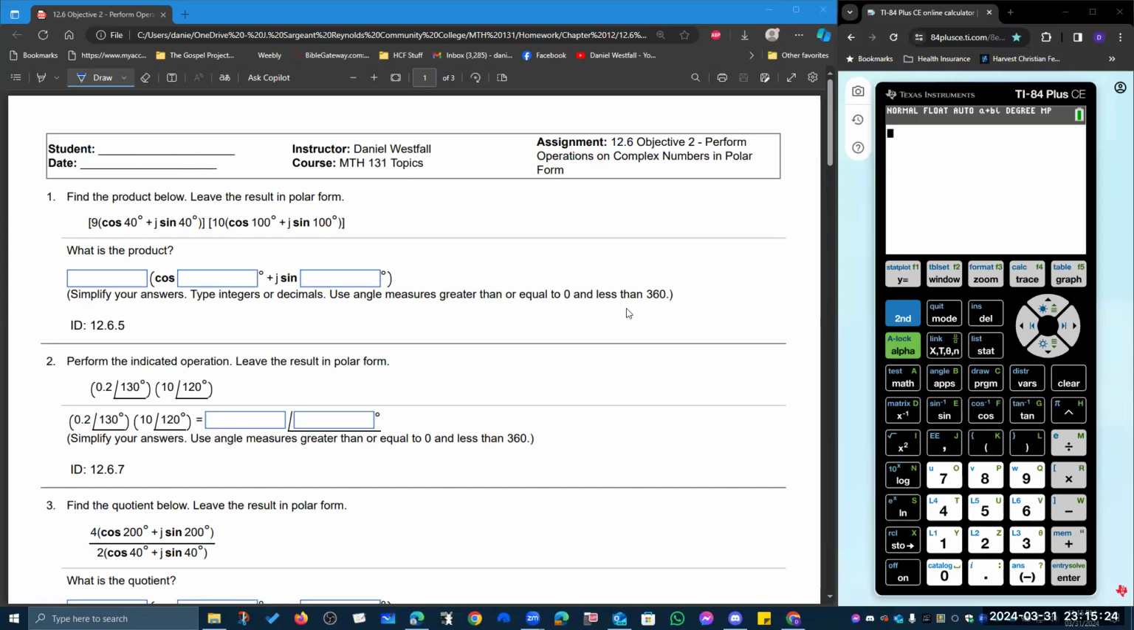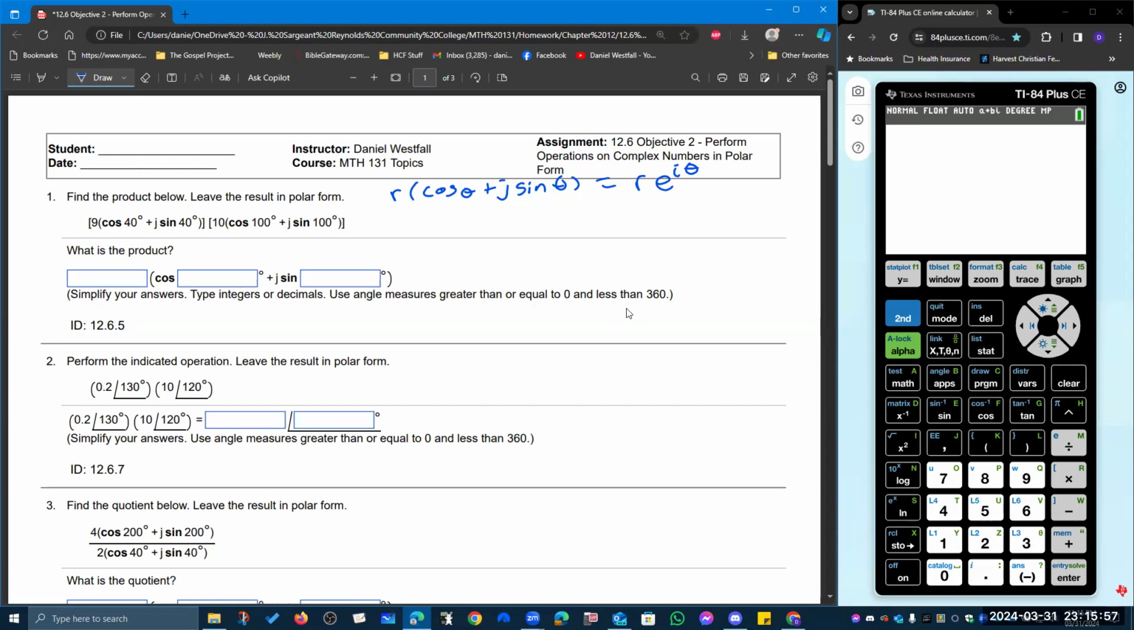In this video, we're going to talk about 12.6 Objective 2, where we perform operations on complex numbers in polar form. So let's go ahead and work with this first one. I'm just going to tell you that any number that's written as r times cosine of theta plus j sine of theta could also be written in the form of r e to the I theta. That's another way to write the polar form.